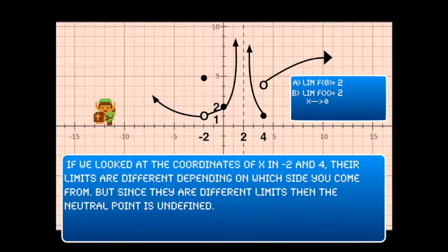If we look at the corresponding x at 2 and 4, their limits are different depending on which side you come from. But since they are different, the limit at those points is undefined.